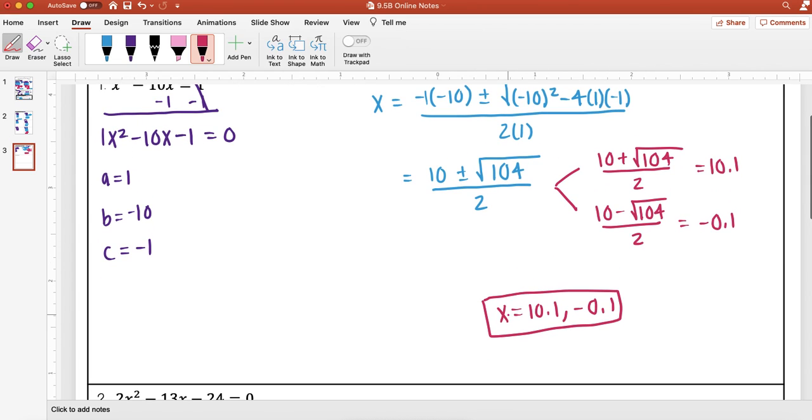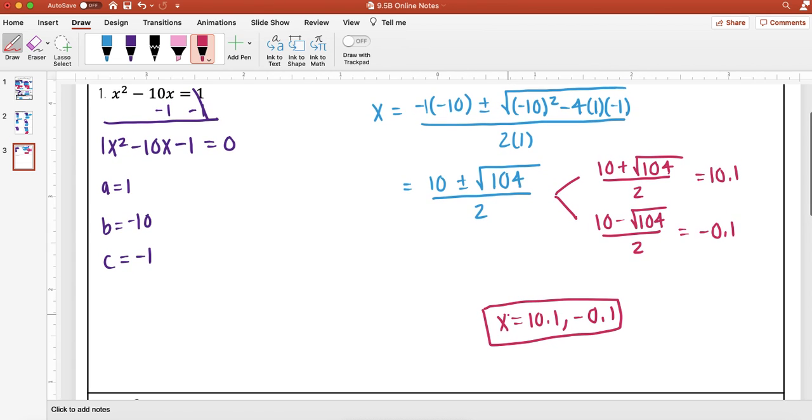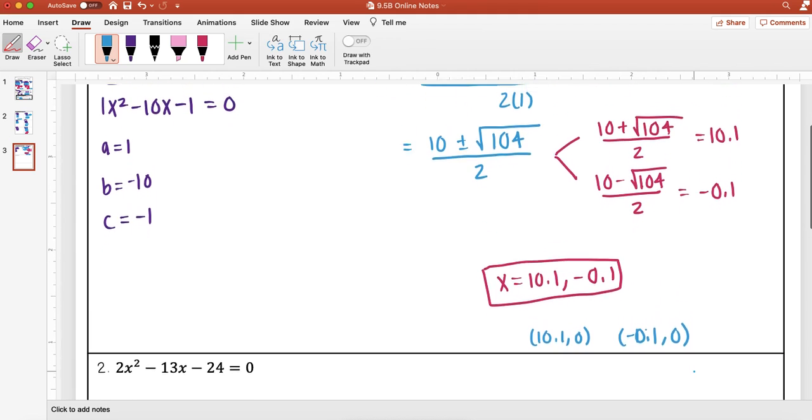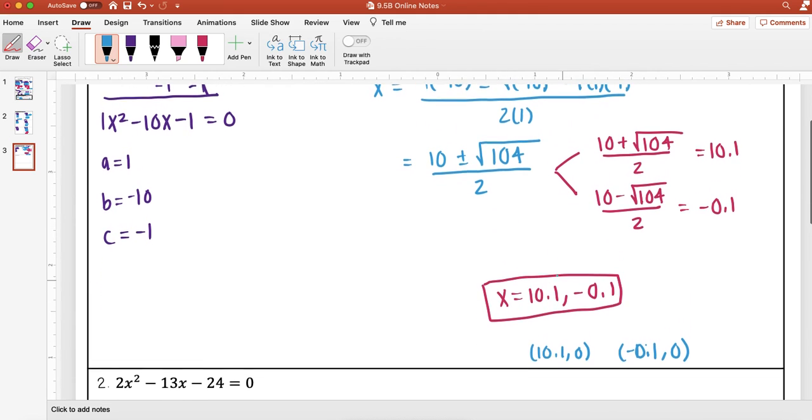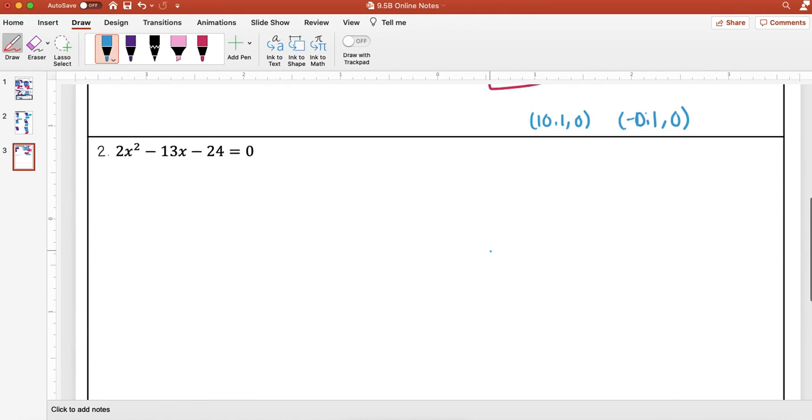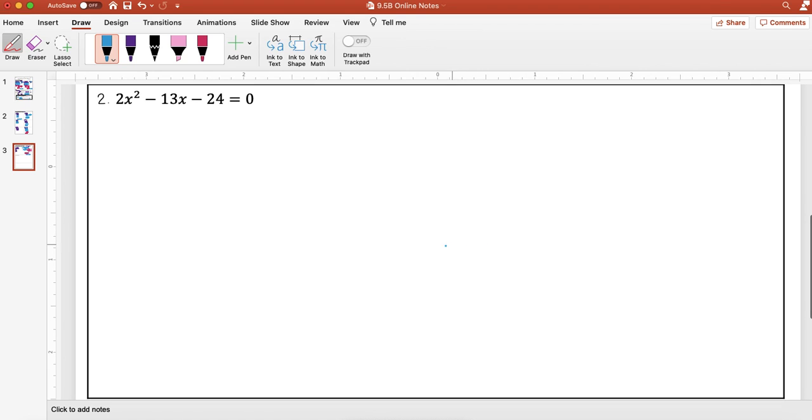Again, these are just the points where the graph crosses the x-axis. So if I wanted to write these as ordered pairs, they could be (10.1, 0) and (-0.1, 0). And if I were to graph this, I would see that's where it crosses. Okay, let's do one more.